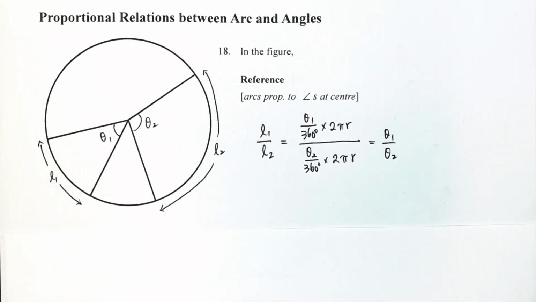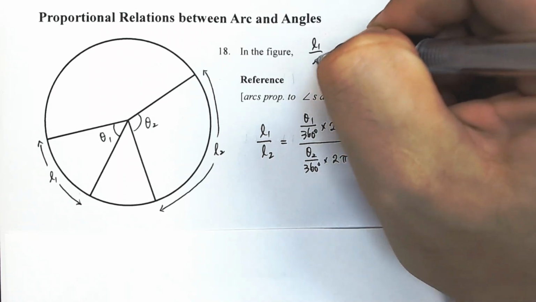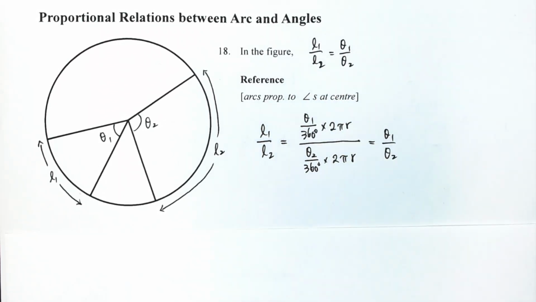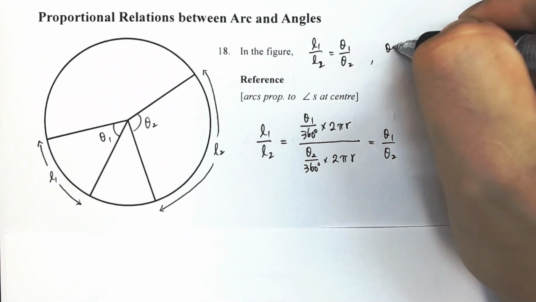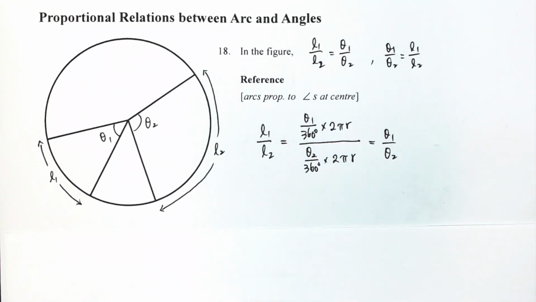And thus, in the figure, we should have L1 over L2 equal to theta 1 over theta 2. It can also be written the other way around, that theta 1 over theta 2 is equal to L1 over L2. If you want to use this reference, you need to quote it: arcs proportional to angles at center.